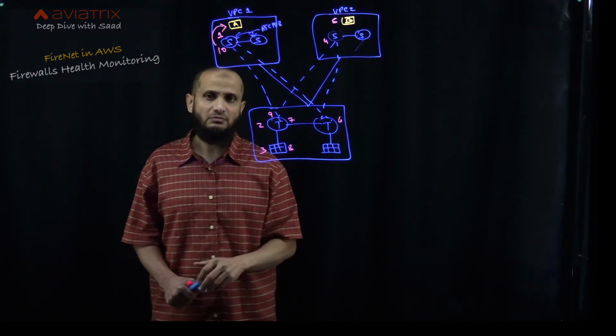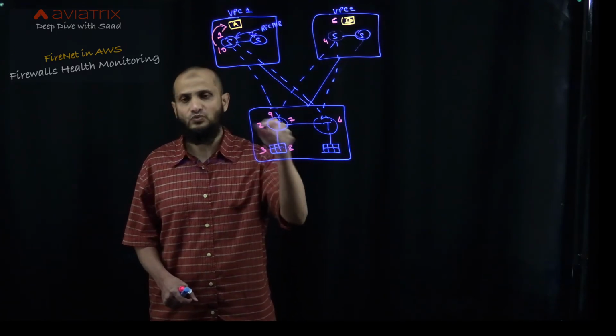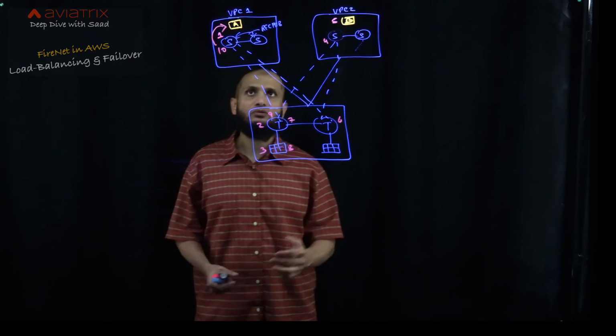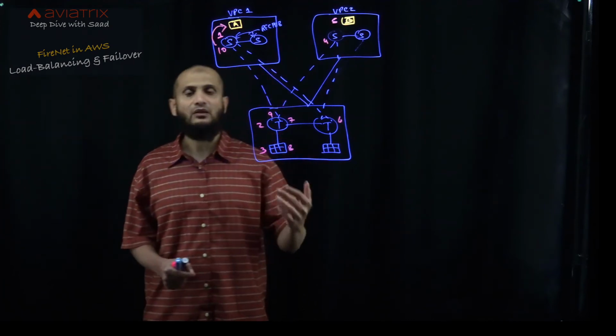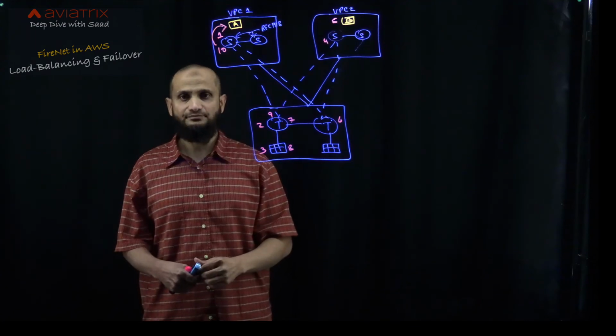The second mechanism is using the management interface, not the LAN interface which we are using here. Let's talk about the load balancing and then the failover mechanism of the Aviatrix gateways and then the firewalls.